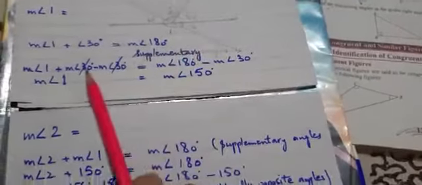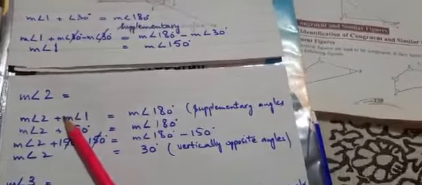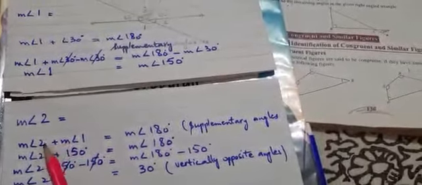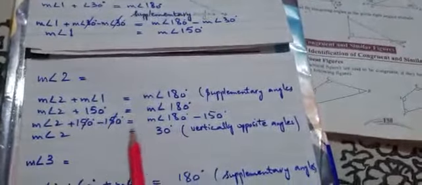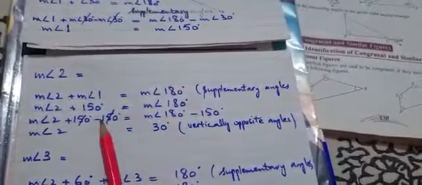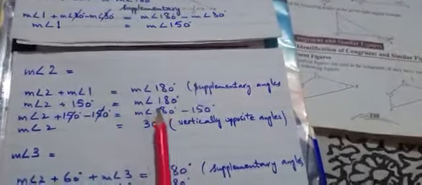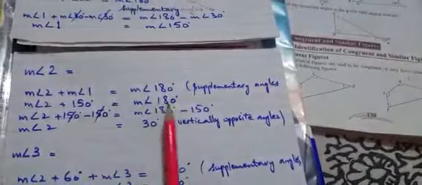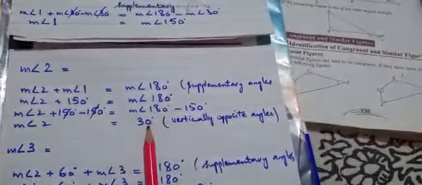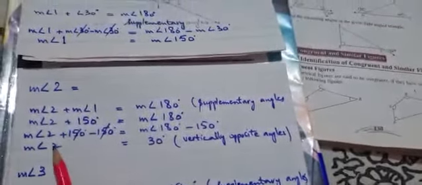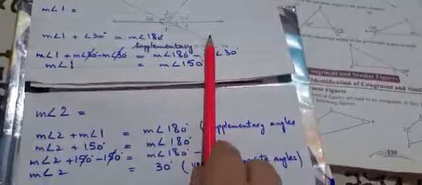So for the measurement of angle 2, we have angle 2 plus angle 1 equal to 180 degrees, being supplementary angles. We have this equation, and if we subtract 150 degrees from both sides, we are left with 30 degrees. So the measurement of angle 2 is 30 degrees.